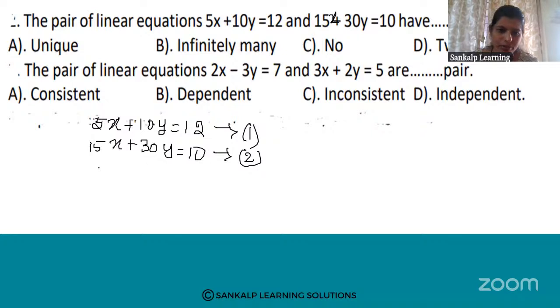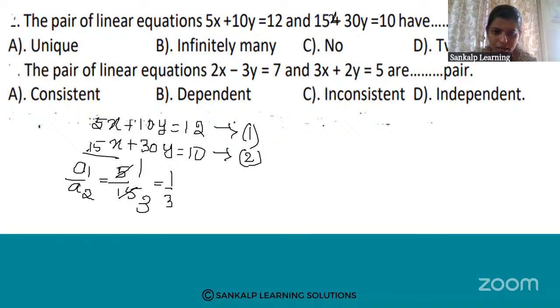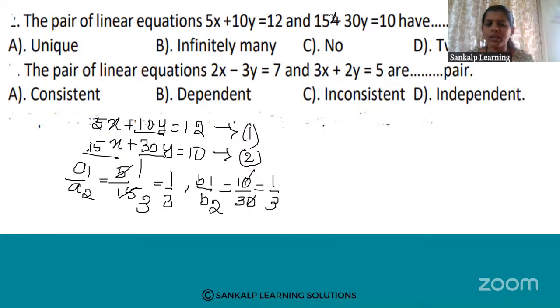Okay, first compare the ratios. A1 divided by A2. A1 value is 5 and A2 value is 15 here, right? 5 ones are 5, 5 threes are 15. You will get 1 divided by 3. Like that, B1 divided by B2: B1 value is 10 and B2 value is 30. 10 divided by 30. 0 and 0 will get cancelled. 1 divided by 3. Observe here, here also it is 1 divided by 3 and here also it is 1 divided by 3.